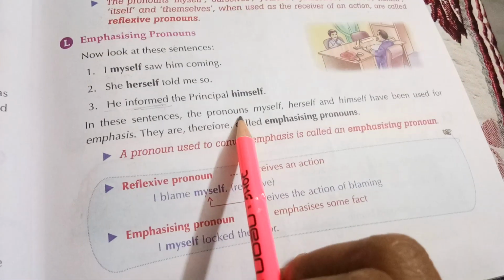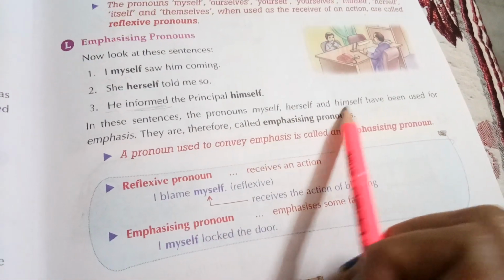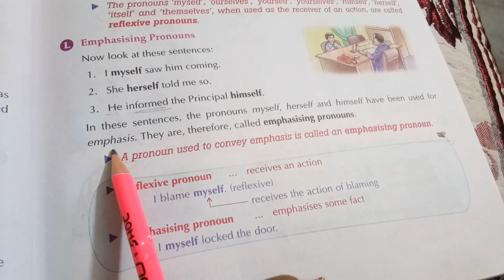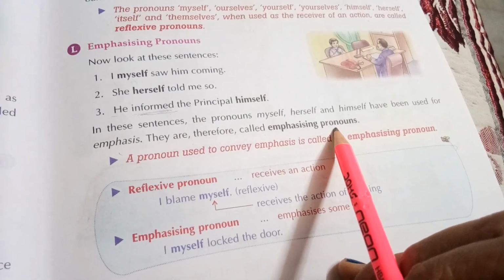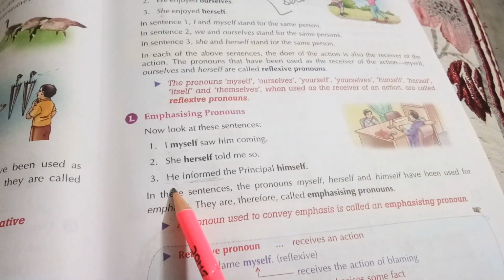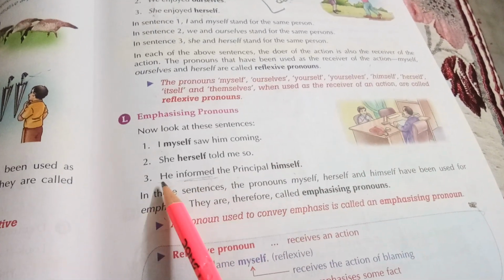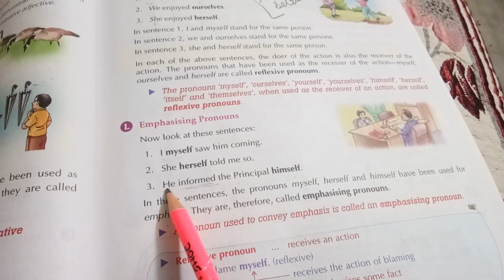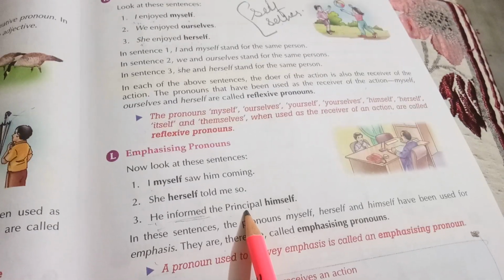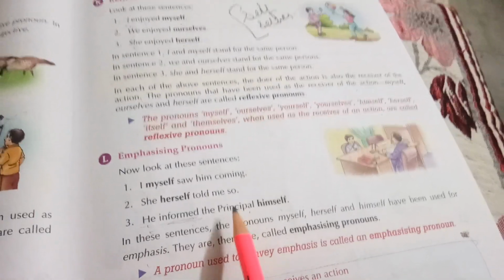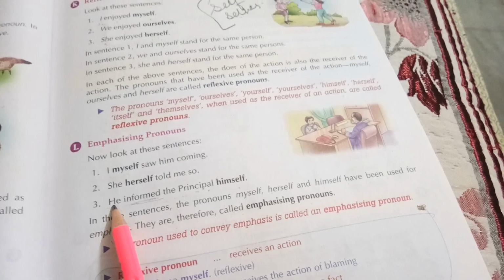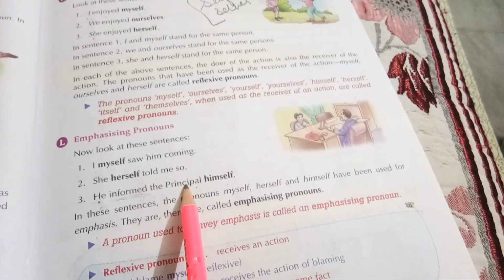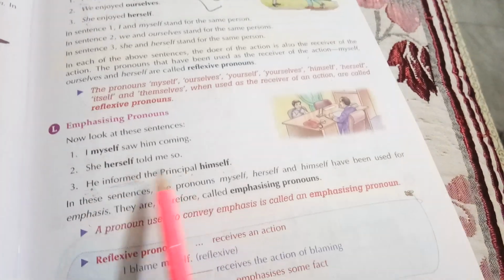In these sentences, the pronouns myself, herself and himself have been used for emphasis. They are therefore called emphasizing pronouns. Here, more stress has been put on he. Because there is one more person involved. When two persons are involved and the emphasis has been given to the subject only, not to the object, then it becomes an emphasizing pronoun.